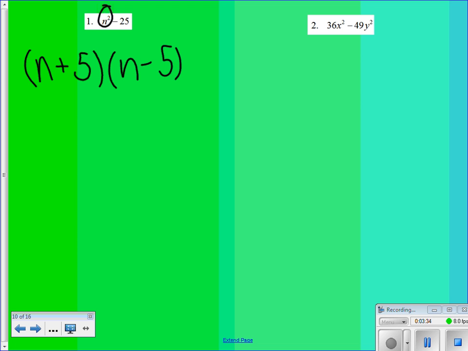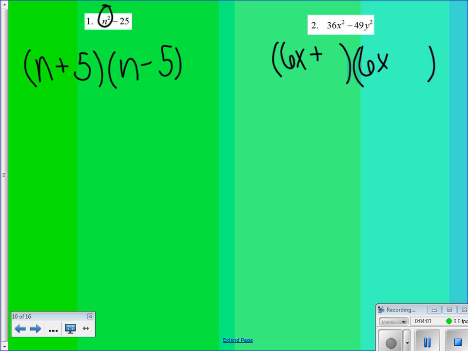Let's take a look at number 2. Number 2, you set up two parentheses. Okay, I forgot to check for a GCF. So between 36 and 49, there is no GCF. Between x squared and y squared, we can't take any x's or y's out. So what I'm going to do is I'm going to take the square root of 36, which is 6, put that in each. And then the square root of x squared is x.